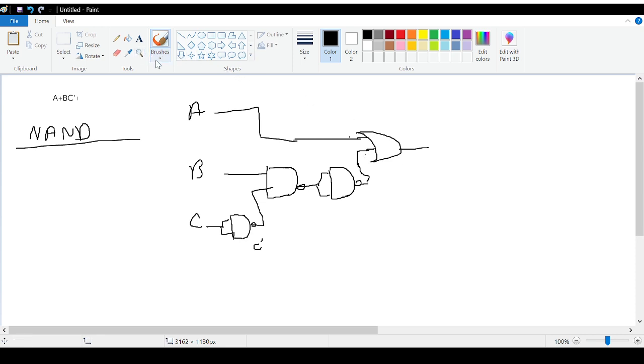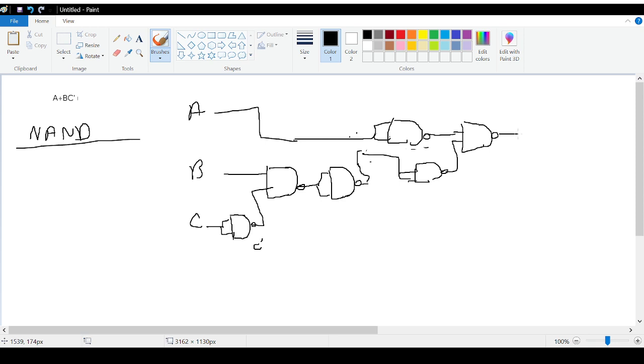OR gates are the biggest, so I usually do that at the last. If I have to OR two inputs, first I will NOT them using NAND. So I have NOT-ed them. They look really ugly, but I hope you understand these are all NAND gates. So first I will NOT them, and after doing NOT, then I will NAND them.